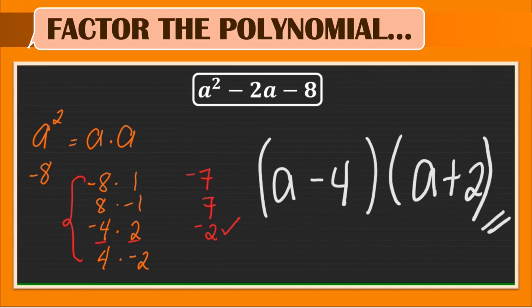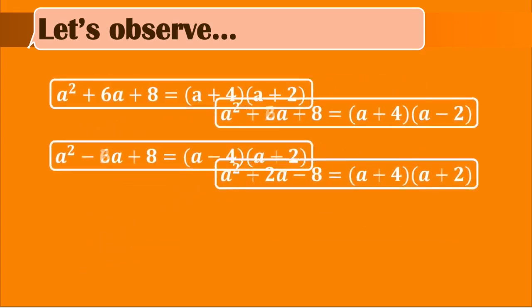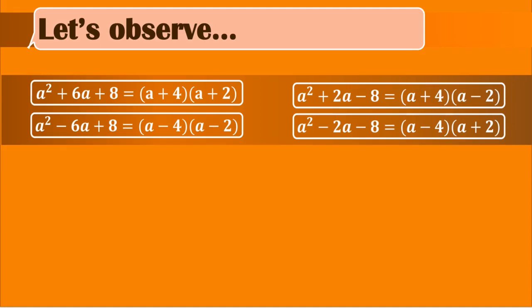That's it. Now, before proceeding to the next examples, let's go back to the answers of the 4 examples that we just had. Now, we pair up these answers. We have a pair in the left side and a pair in the right side. At the left side, we can see that the factors have the same signs. And on the right side, we can see the factors have different signs. Why do you think so?